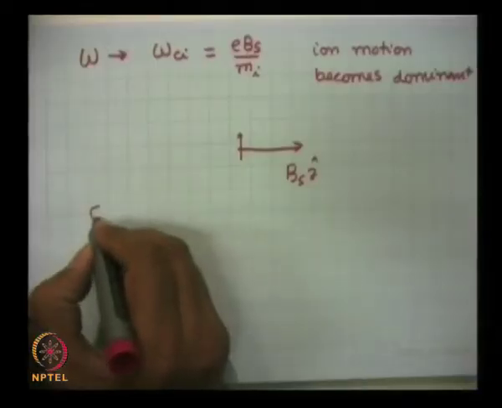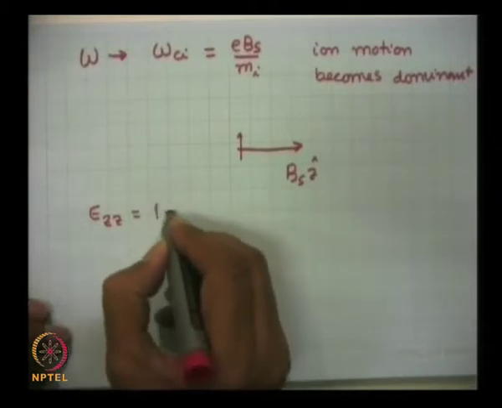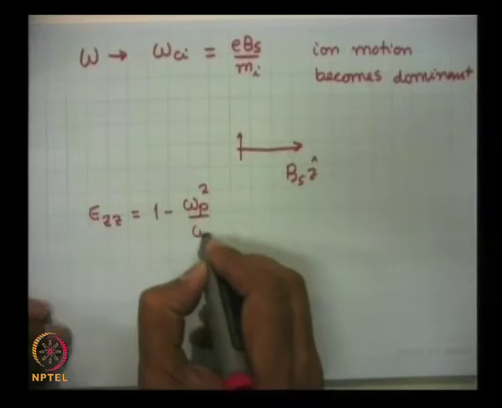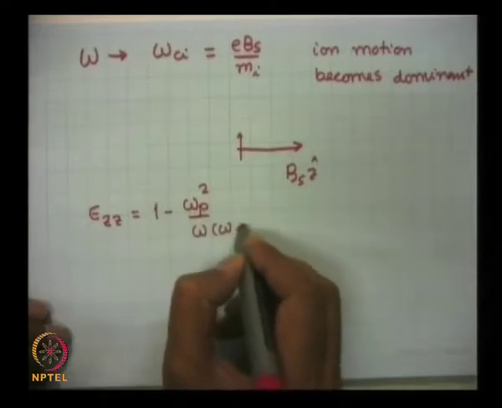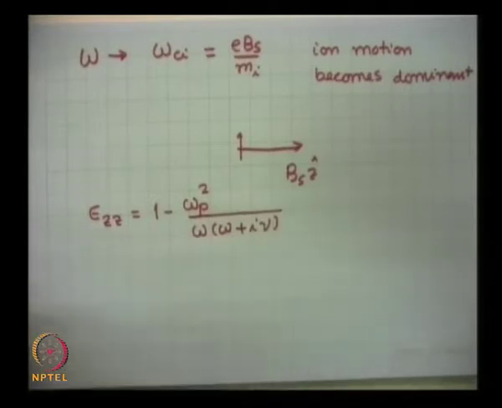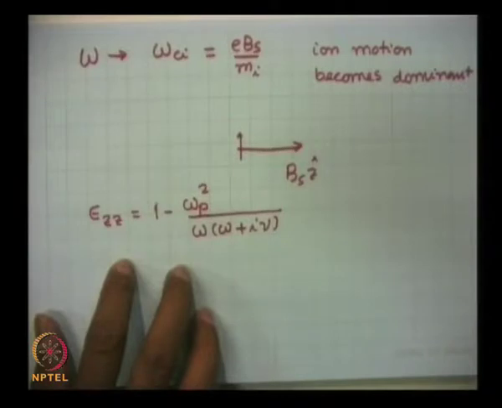And I have written the two components of the permittivity tensor. The third finite component is epsilon zz, which remains unmodified by the magnetic field and is given by 1 minus omega p square by omega into omega plus i nu. The ion contribution to this is negligible. And all other components are 0.